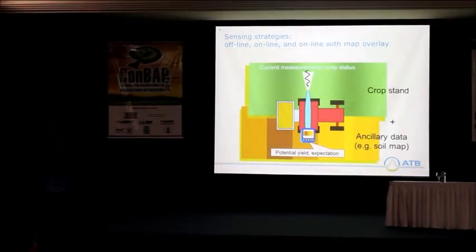Another aspect is the combination of data from real-time sensors like this, from the crop sensors, and the use of ancillary data in combination. This is called the online approach with map overlay. This is not often used, but I think this is one of the future applications, and if you make decisions about sensors, you should think whether you can combine them and how to combine them.